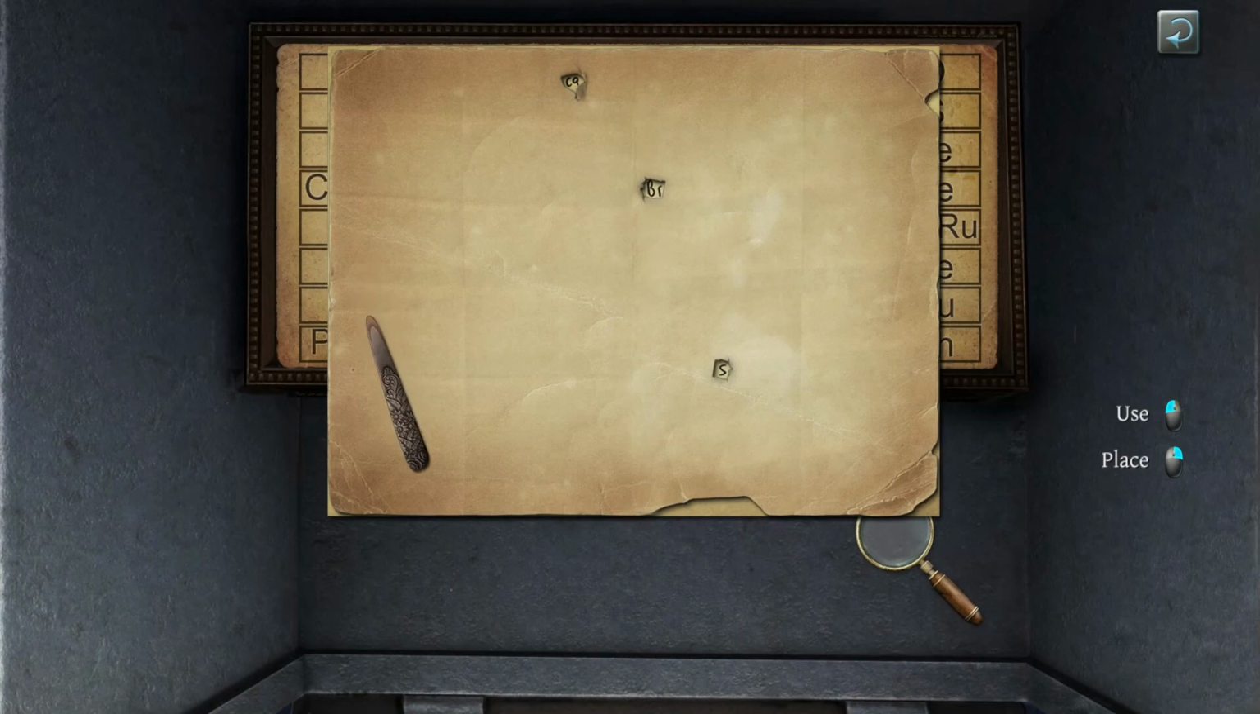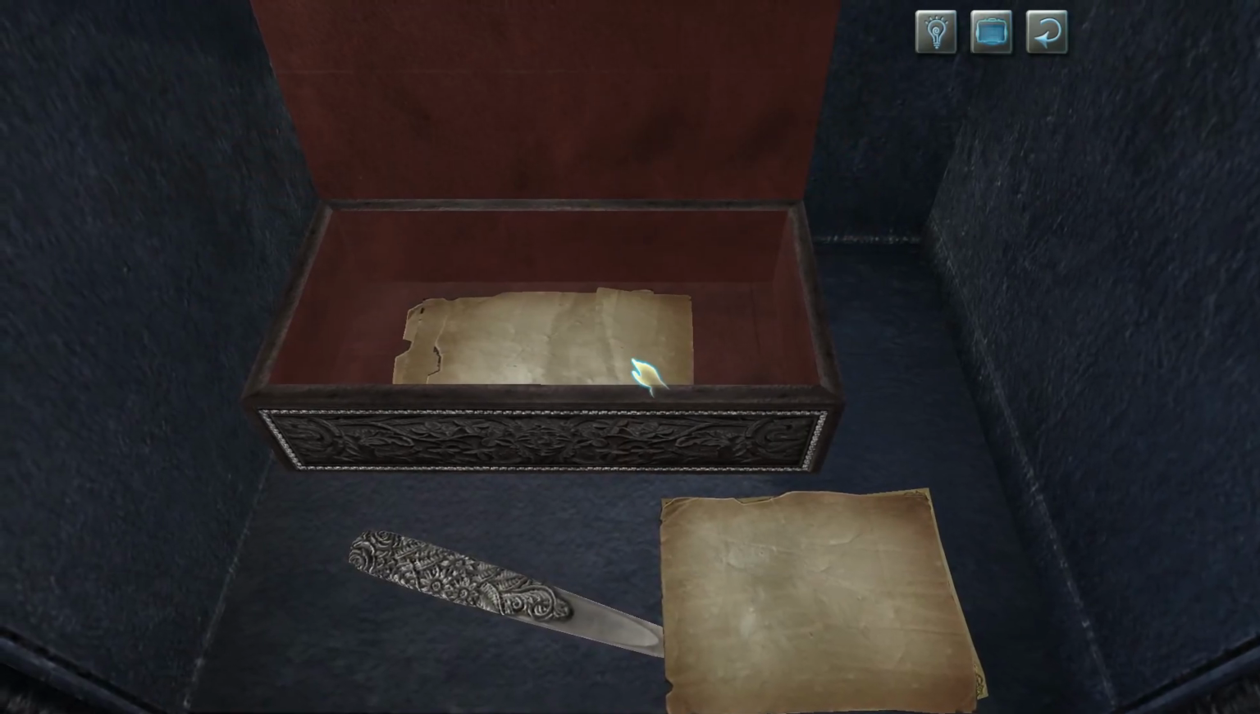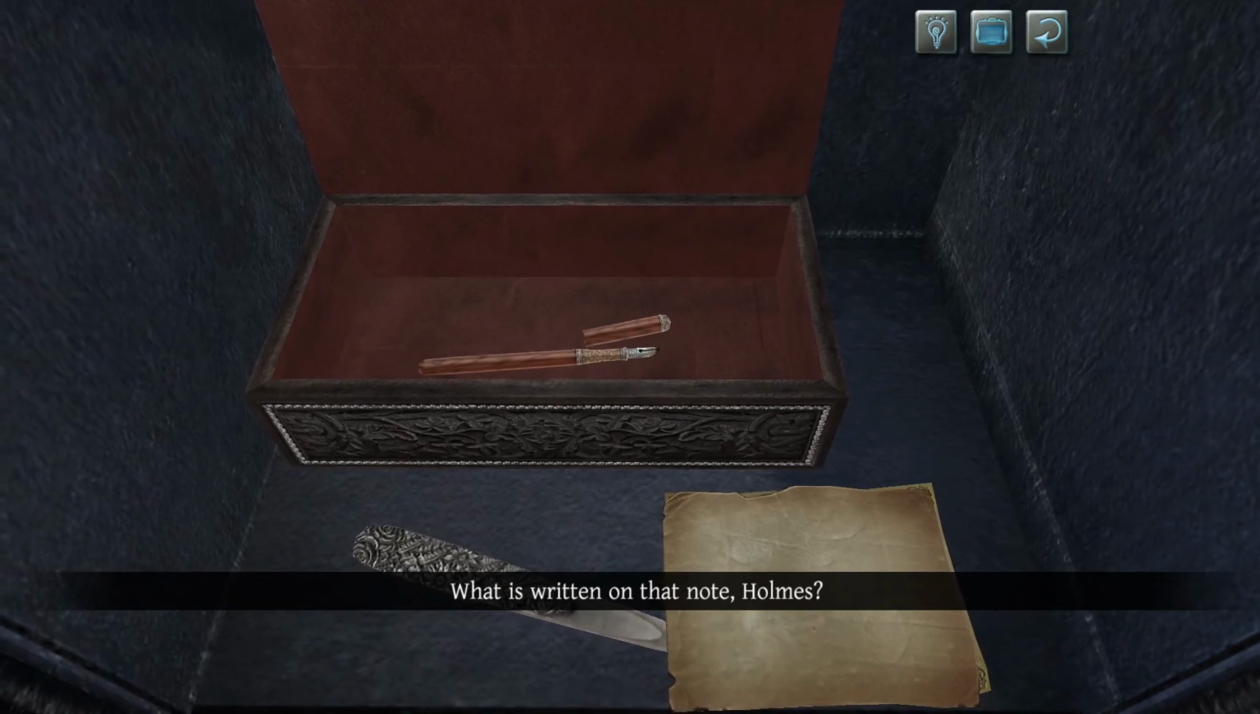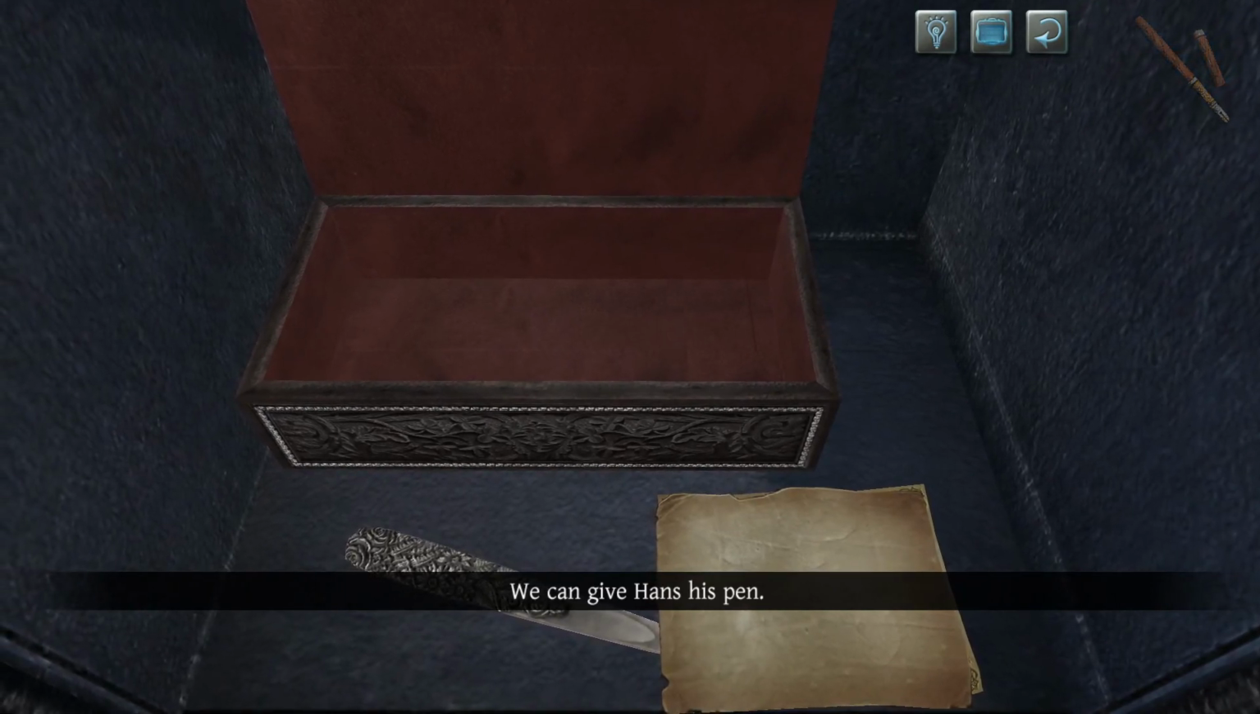So, H, and what is that? CA. Here is CNA. And what was the last one? H, obviously, yes. What else? Perfect. Oh, it's done. Okay, good. What is written on that note, Holmes? Later, Watson, later. We can give Hans his pen.